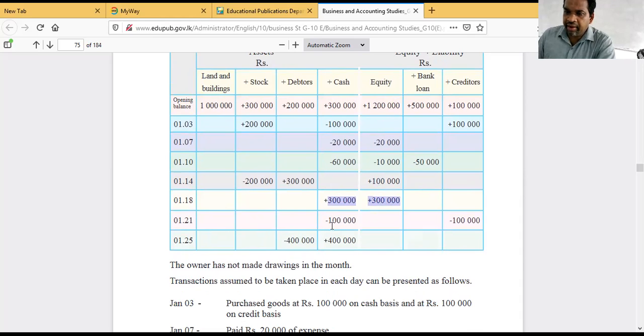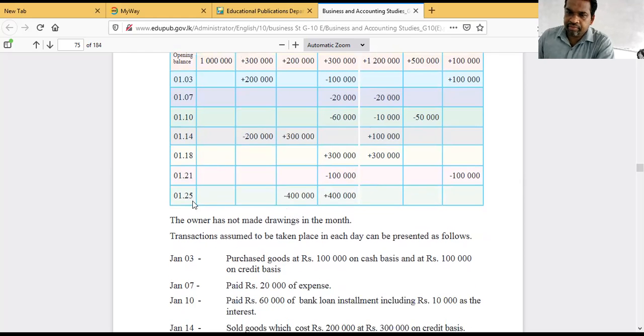The next transaction occurred 21st January. They have recorded minus 100,000 under cash, minus 100,000 again under creditors. That means really they have paid money to settle their liabilities to creditors. When they pay, money goes out, therefore minus 100,000 under cash. Therefore, when you settle any due amount to the creditors, they have decreased in creditors. That's why they have put minus. Therefore, you can mention the business has paid 100,000 rupees to creditors.